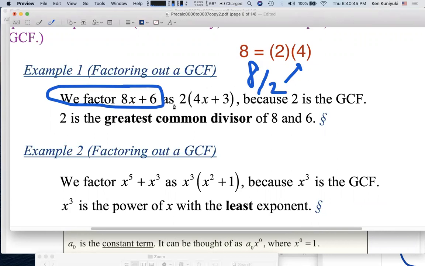So when you factor out a 2, you divide 8x plus 6 by 2. 8x divided by 2 is 4x. 6 divided by 2 is 3. So when you factor, you have to factor out the GCF. It might be all at once, it might be piece by piece, but eventually you have to factor out the GCF.